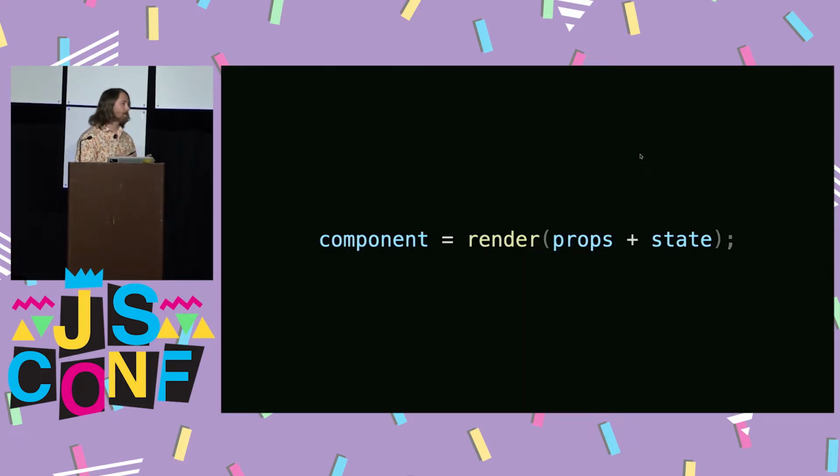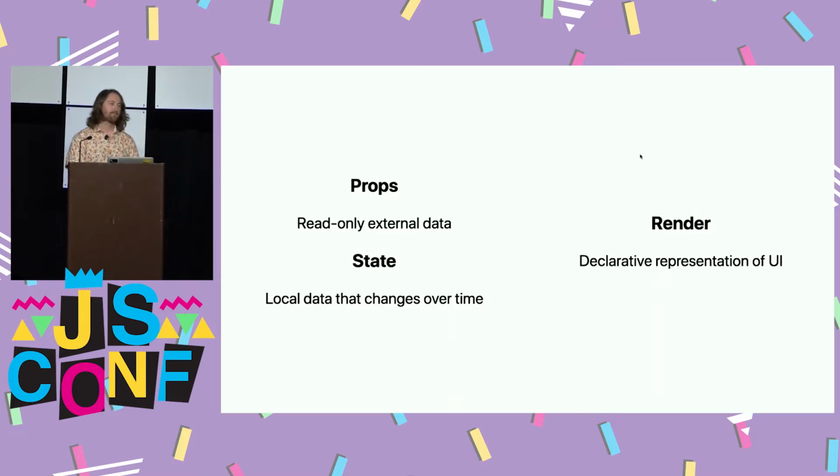So I like to define components this way. This is kind of like pseudo math here. A component is a function of rendering props and state. And those words might sound familiar to you if you've built a React app. Let's dig into those words a little bit more. So props I think of as read-only external data. They're basically the parameters to your render function. State is going to be local data that changes over time. And your render is a declarative representation of the UI based upon the current props and state.